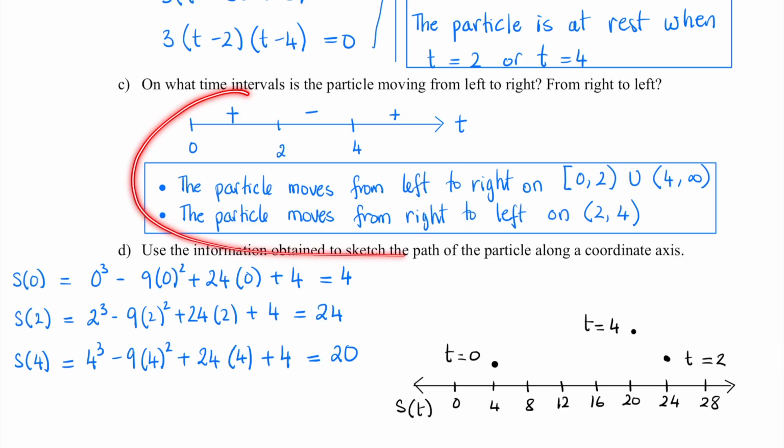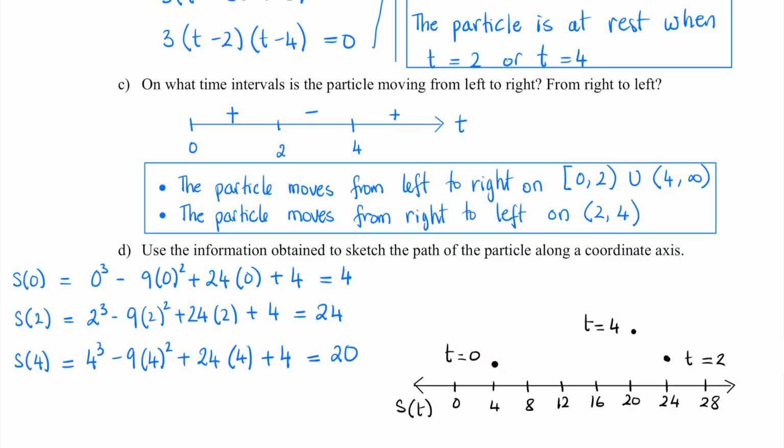From part C, we determined that the particle moves to the right when t is in between 0 and 2. The particle moves to the left when t is in between 2 and 4. And the particle moves to the right again when t is greater than 4.